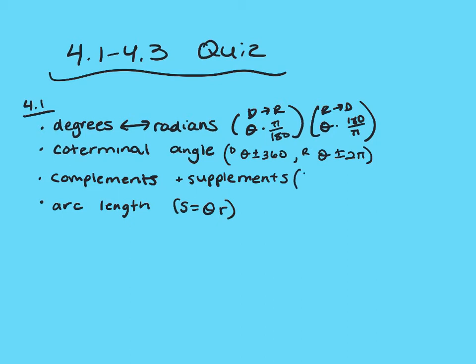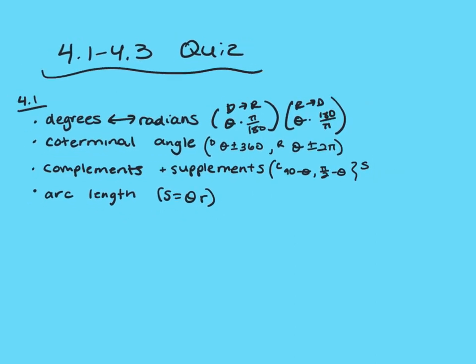Complement and supplement. The complement is 90 minus theta or pi over 2 minus theta. And the supplement is 180 minus theta or pi minus theta. Keep in mind that if it's negative, it doesn't work, right? So there's no complement for something that has 100 degrees.